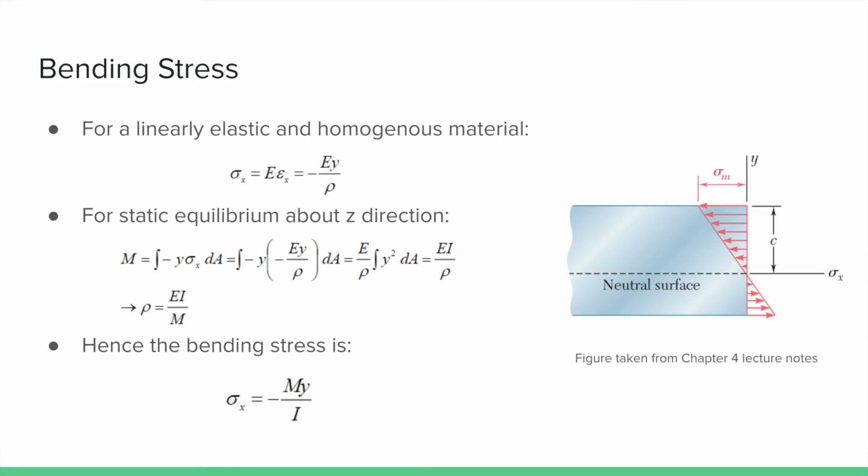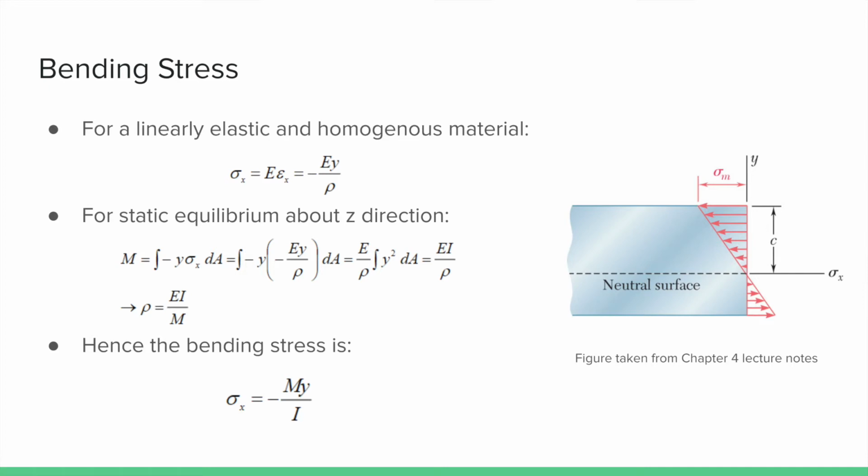The bending stress can be determined by first looking at a linear elastic and homogeneous material where sigma x is equal to the elastic modulus times the strain. This is then equal to negative E times y divided by rho. This is because the strain epsilon x is equal to negative y over rho.